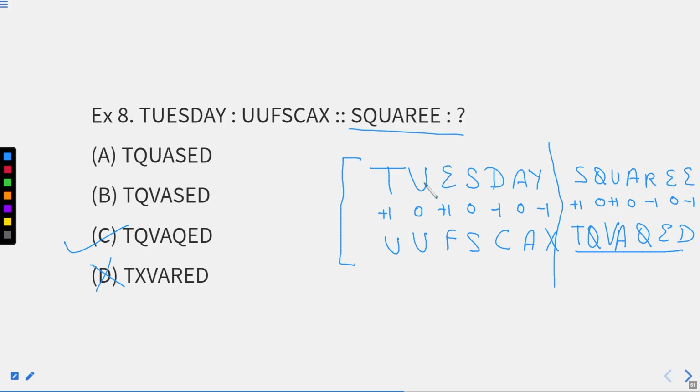And we are arranging and applying the same relation and getting our answer. So our answer here becomes option C, which says T, Q, V, A, Q, E, D. I hope you got this question as well. Those who are finding these questions very easy, it's good that you are aware of the things. But those who are finding it difficult, make sure to make a good note of it. Understand how we are approaching our answer. What are the procedures? What are the steps that we are following? For that, I hope this part is clear.